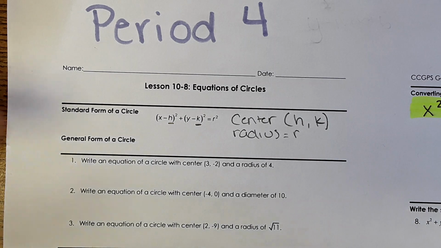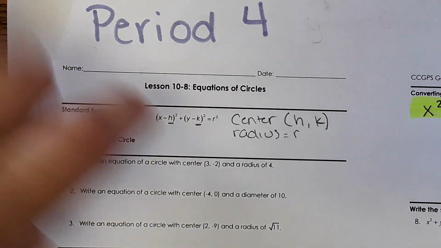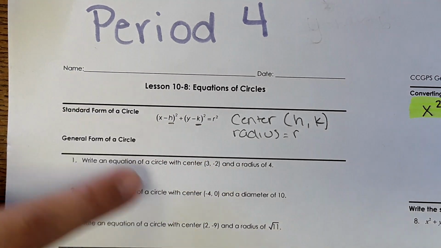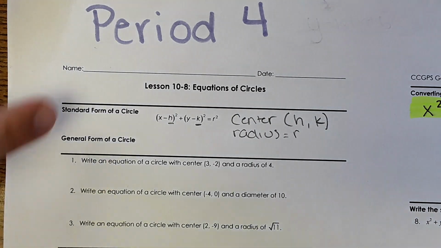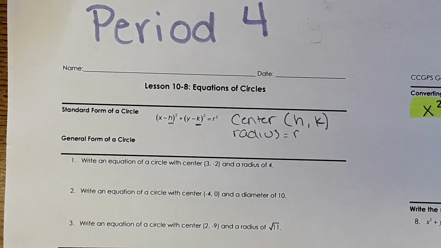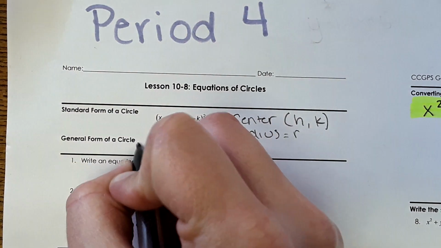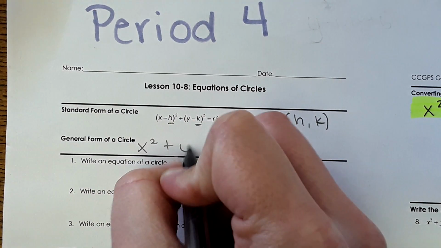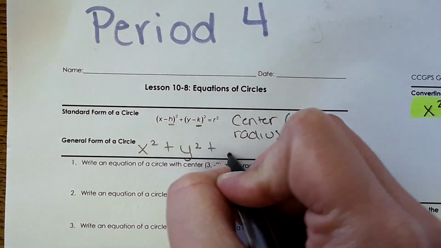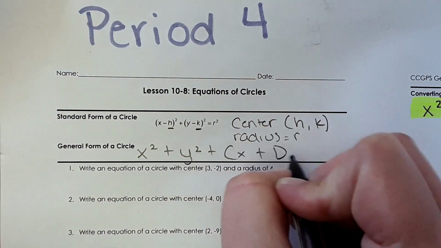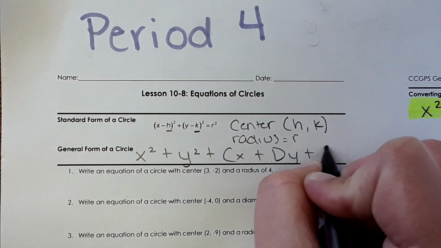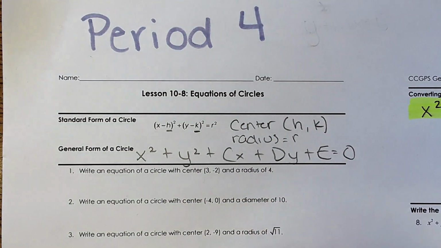Okay, and then there's general form of a circle. This whole page over here is just going to be working with standard form, and then on the second side, we're going to use general form. So let me get my template here. Okay. So general form looks like this: x squared plus y squared plus cx plus dy plus e equals 0. That is general form.